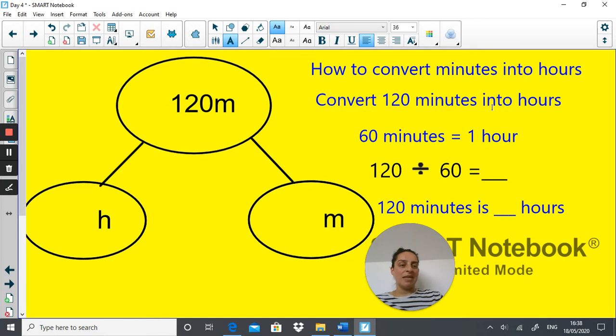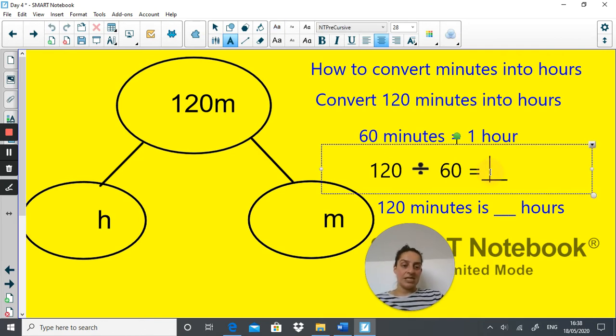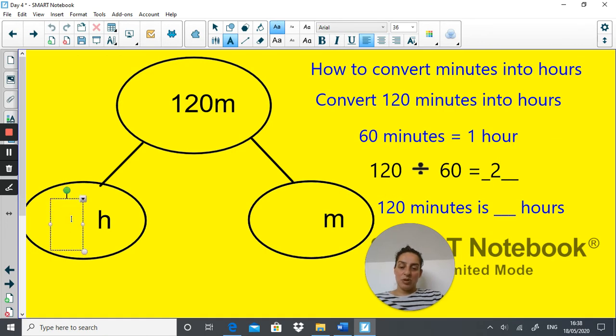How to convert minutes into hours. Convert 120 minutes into hours with the knowledge that 60 minutes equals 1 hour. So 120, which is the number of minutes, divided by 60 equals 2. So in our part-whole model here, 120 minutes is equal to 2 hours, and there are no remaining minutes.